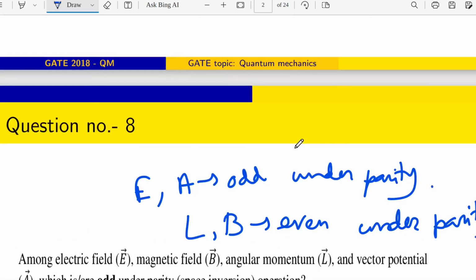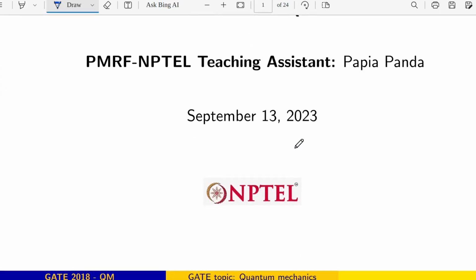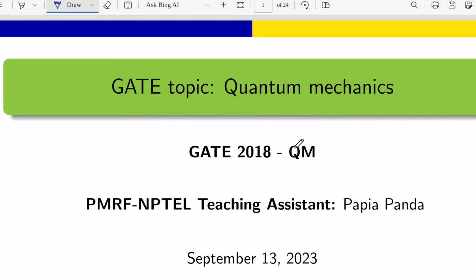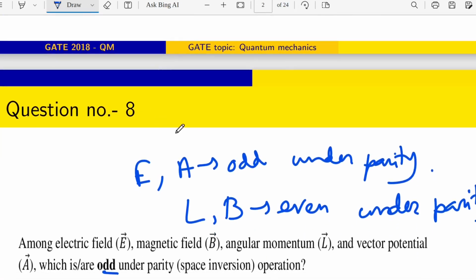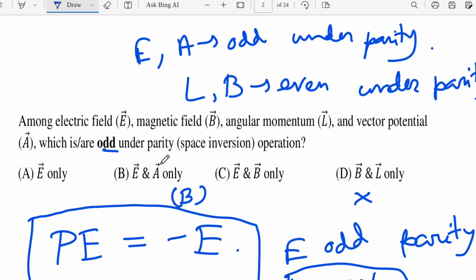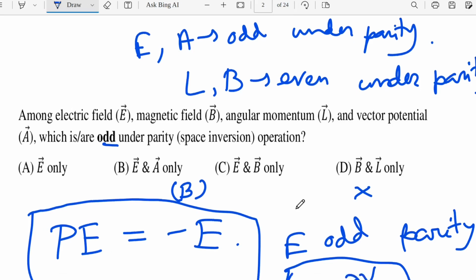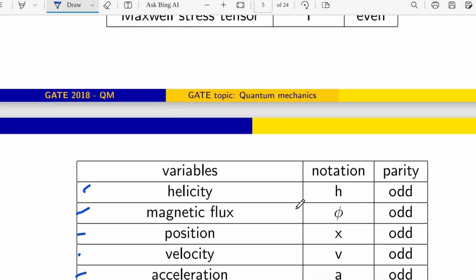Whoever joined later, I just want to tell you that I have told you about 3 questions here. The first one is from GATE 2018, question number 8, and this is the question: among the electric field, magnetic field, angular momentum, and vector potential, which ones are odd under parity? And the answer will be E and A only. I mean the electric field as well as the vector potential. Okay. Now coming to the second question.